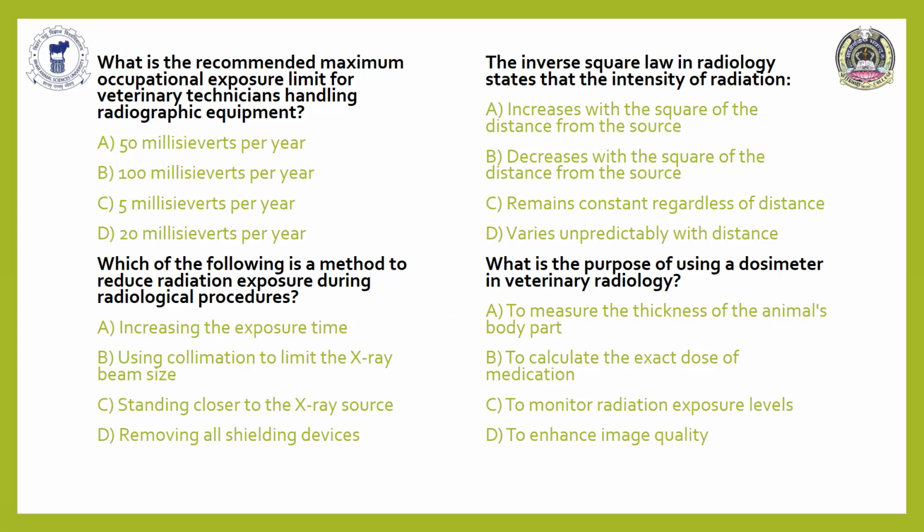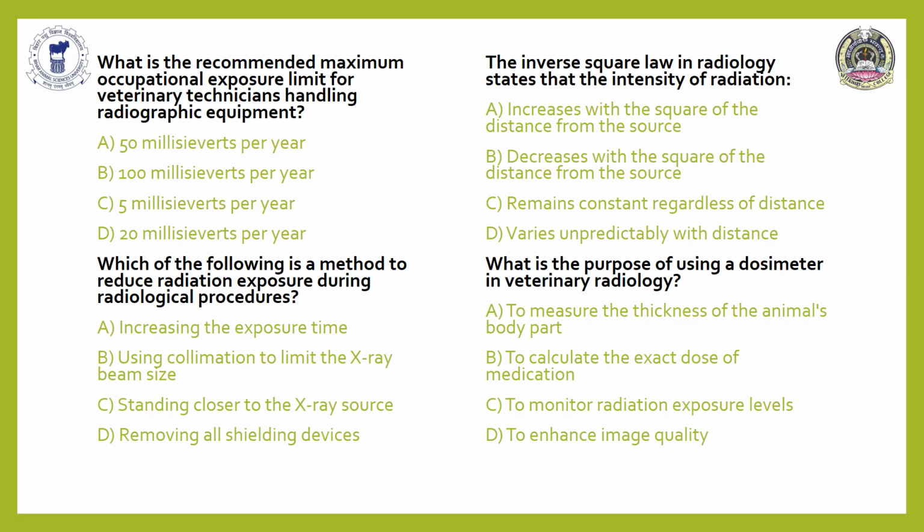Next, the inverse square law in radiology states that the intensity of radiation, B, decreases with the square of distance from the source. B, right? Inverse means intensity is decreasing. As the distance increases, the intensity will decrease. And because it is a square law, if there is a twofold decrease in distance, then the intensity will increase by 4 times, square times, okay?